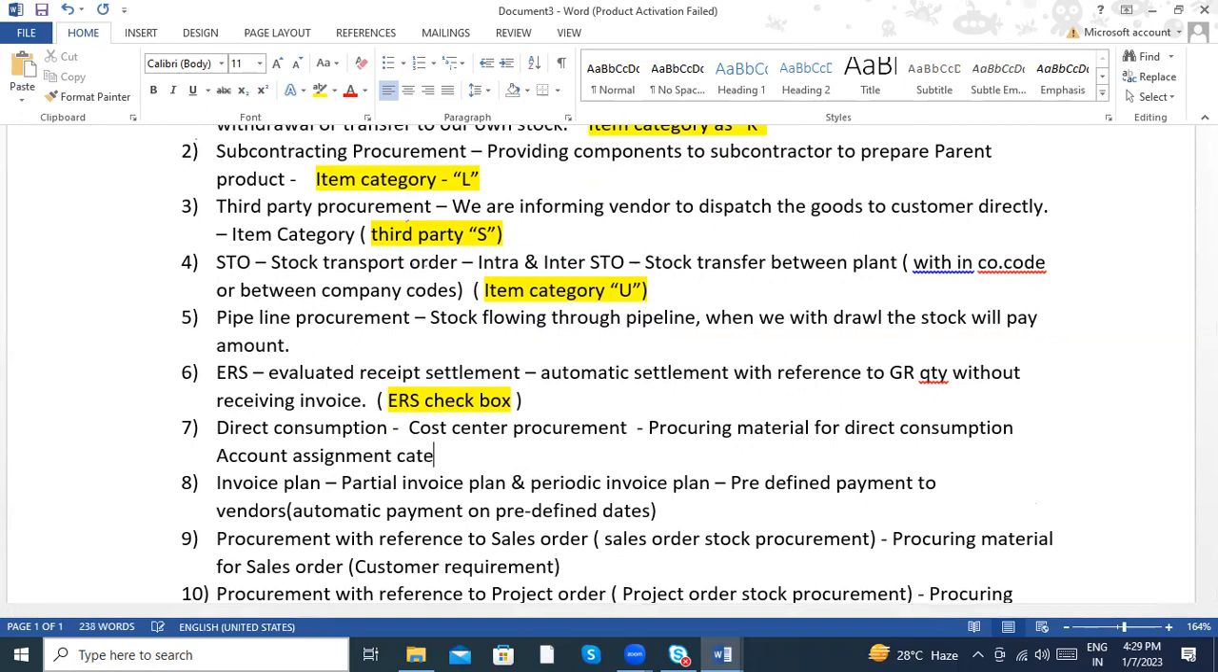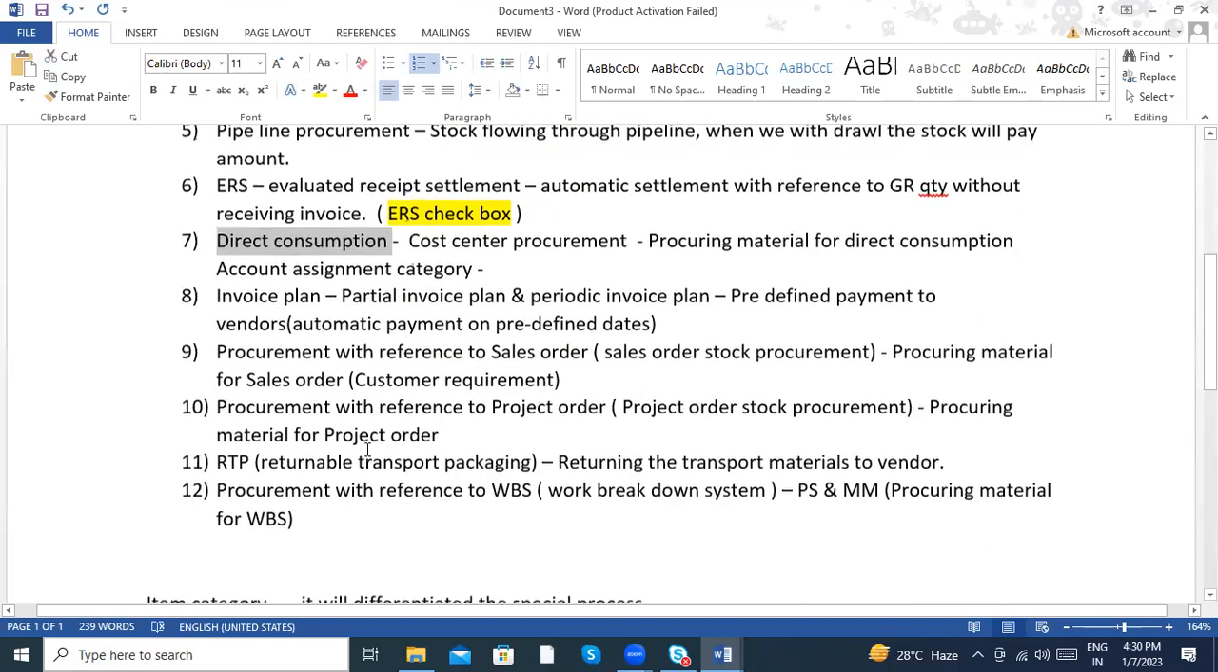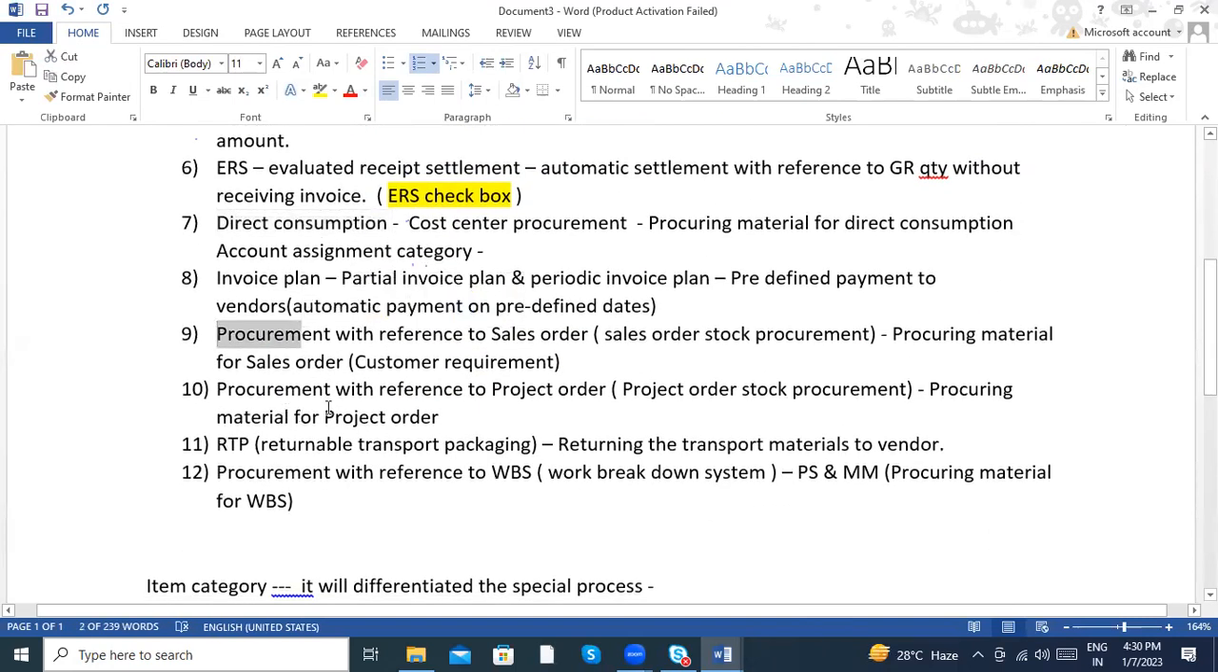Okay, there are two fields in the PO. One is item category, one is account assignment category. Item category will tell you what kind of business process you are doing, and account assignment category will tell you to whom you are consuming. Because this is consumption related, and this is also consumption related. These are the consumption, right?